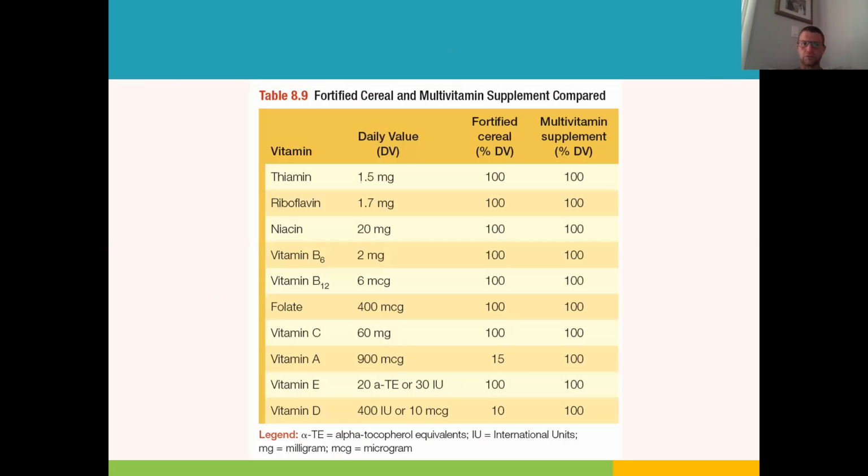All right. So again, this is showing you fortified cereal and multivitamin supplements in comparison. Again, some things are at the 100% daily value. Some things are less than that. So again, the multivitamin is going to have you high enough, right? But if you eat other foods, that's where you may want to be aware, especially if over time you start feeling like there's some issues and maybe you are hitting up toxicity.